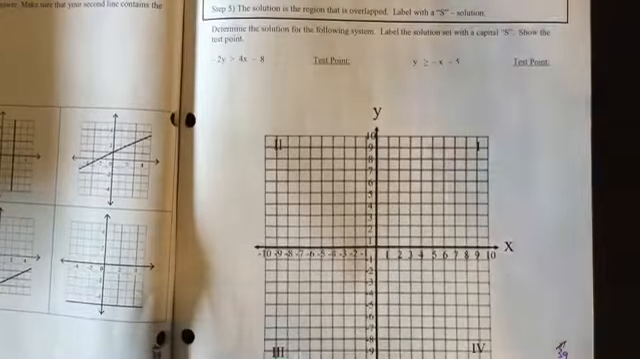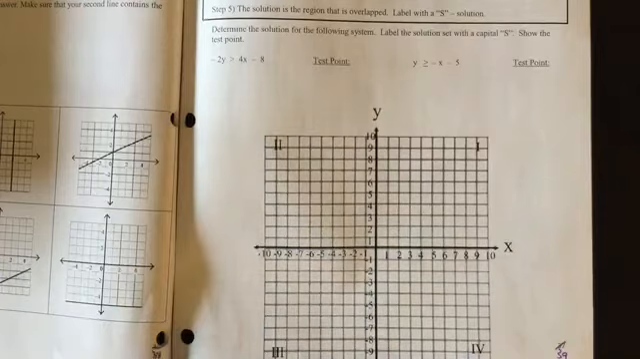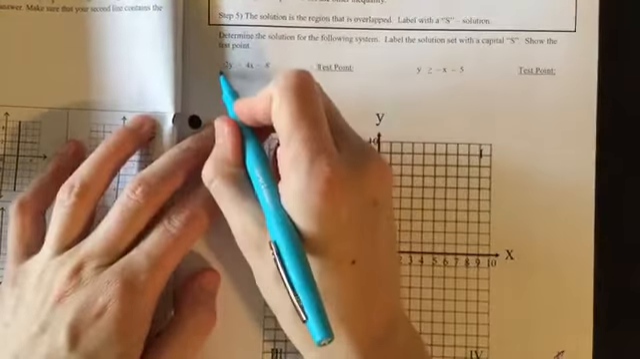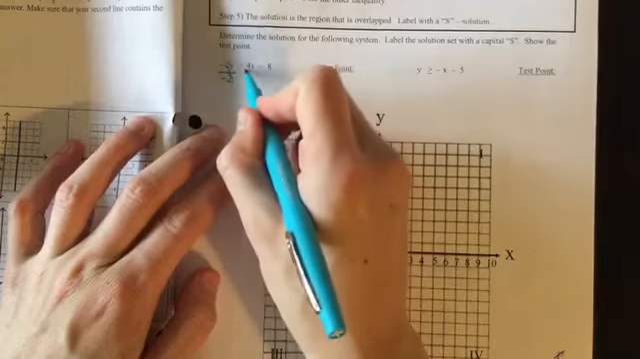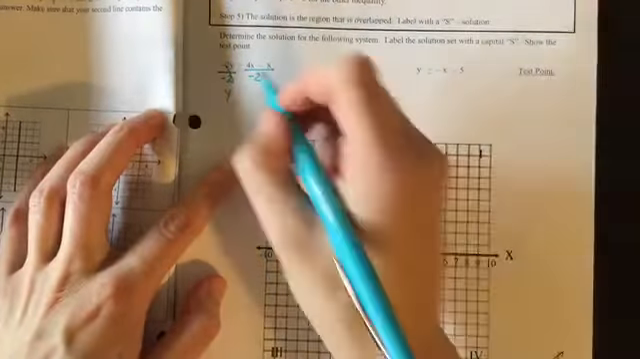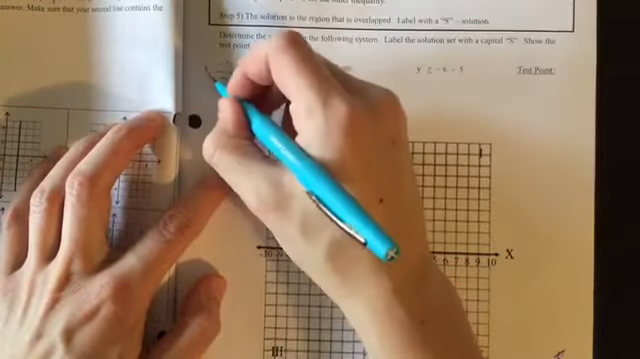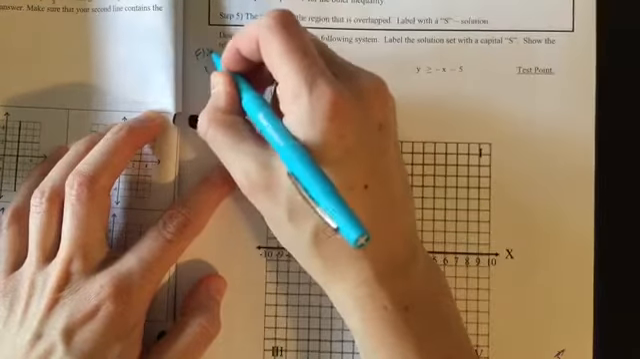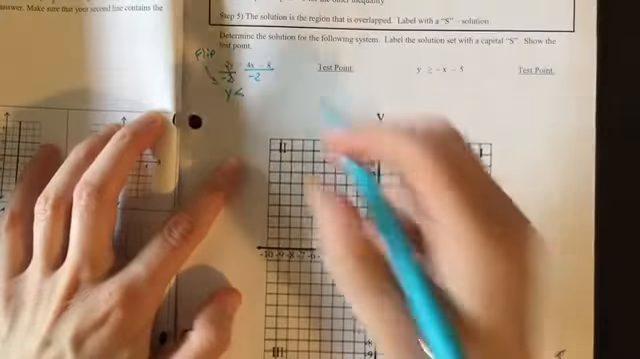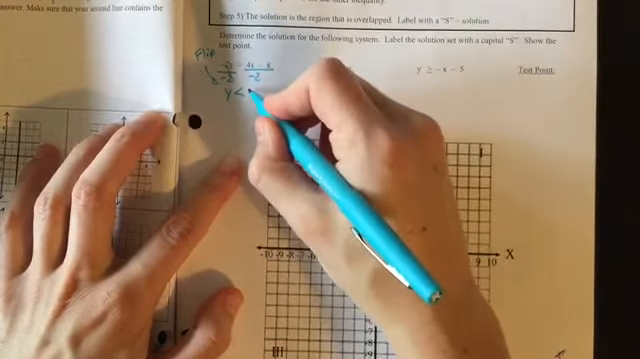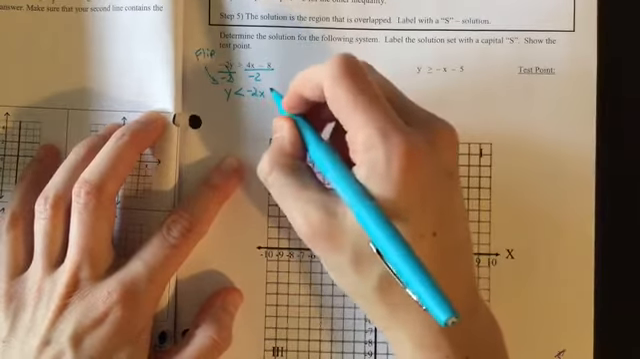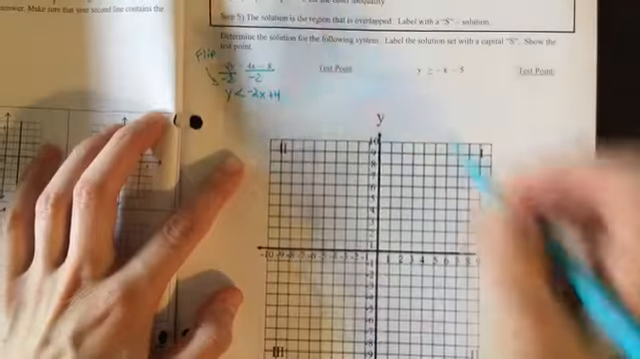So the first equation I'm looking at: -2y > 4x - 8. It's not in slope-intercept form, so we're going to divide both sides by -2. Oh my gosh, we divided both sides by a negative. Flip that inequality. We had to flip or reverse that inequality because we divided both sides by a negative when solving. 4x divided by -2 is -2x, and -8 divided by -2 is a positive 4.